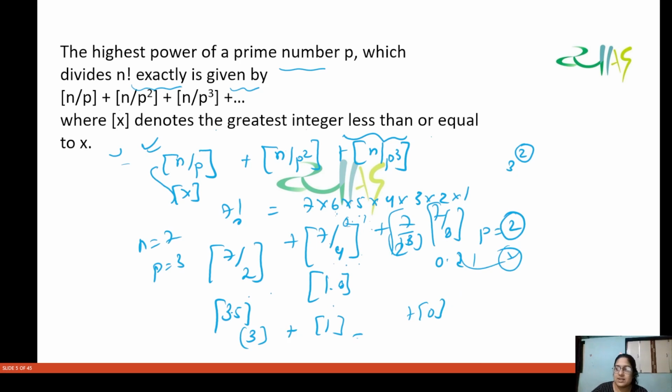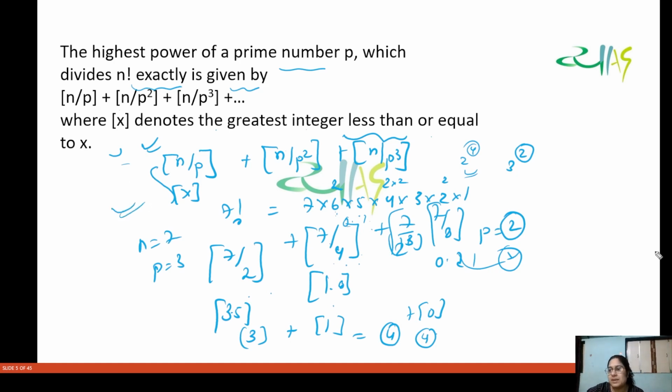So 3 plus 1 is equal to 4. How many 2's are you getting in factorial 7? 4. Now just check it: 1 two you are getting here, 2 twos you are getting here, and 1 two you are getting here. So basically you are getting 4 twos. So this is how you do it.